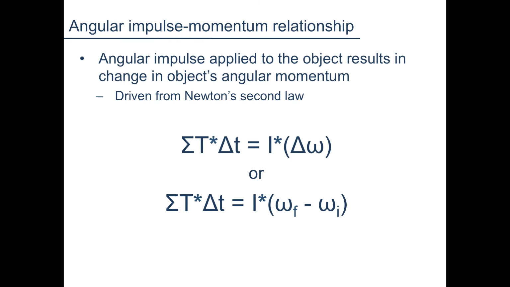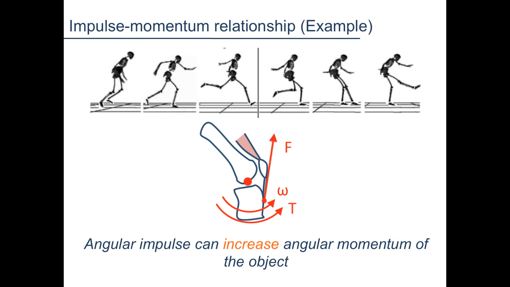This means that the more torque you apply for a longer time, the more you can speed up or slow down an object's rotation movement. Let's look at an example here. The example here shows how the angular impulse can increase the angular momentum and velocity of an object when the impulse is applied in the same direction as the rotation of the object.